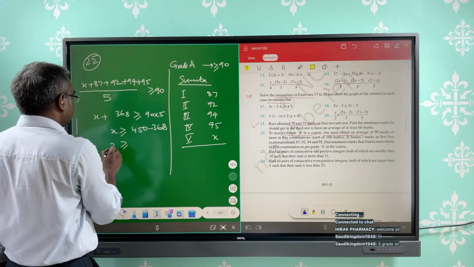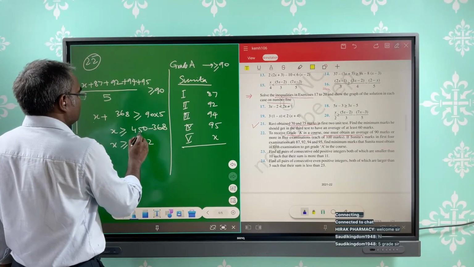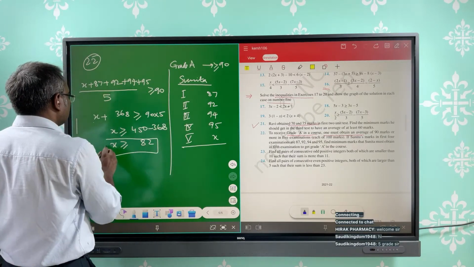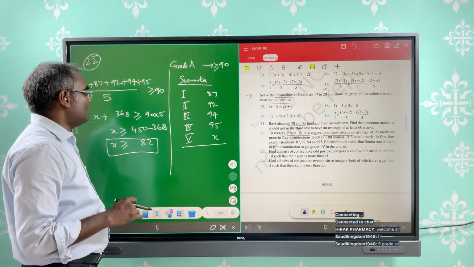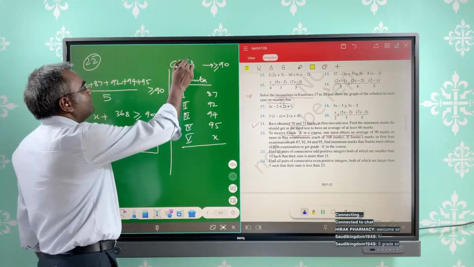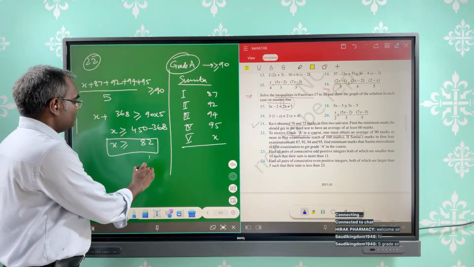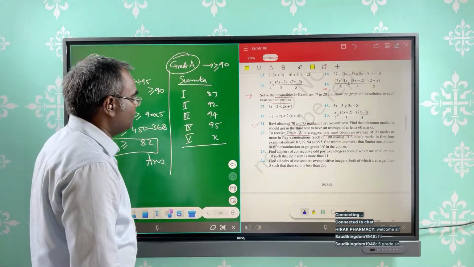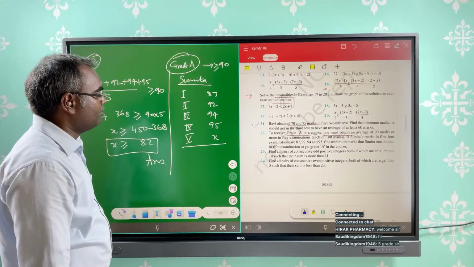That means she should have x greater than or equal to 82. She should get at least 82 marks. She should have at least 82 marks in the fifth examination so that she gets grade A in the entire course. So this is the answer. You can check it. So friends, we'll solve the next problem.